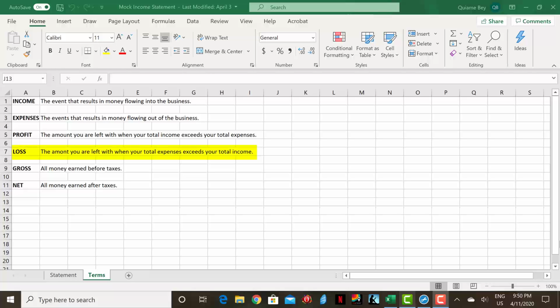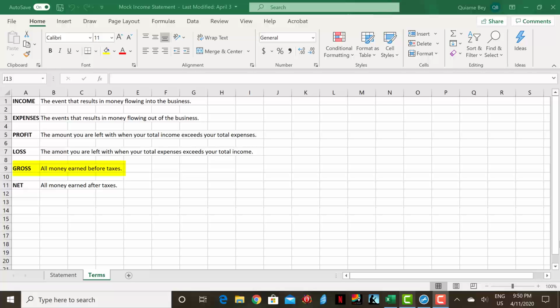Loss is the amount you're left with when your total expenses exceeds your total income. For example, if your total expenses for your business was $20,000 and your total income was $15,000, your business will have reported a loss of $5,000.